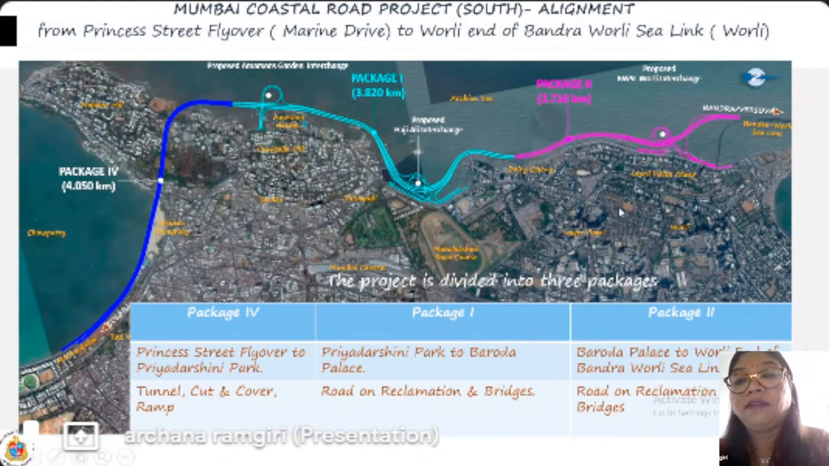Then the third one is package 3, shown in a pink line. It is also road on reclamation and bridges are there. And it's going from the Baroda Palace to the Worli end of the Bandra Worli sea link.